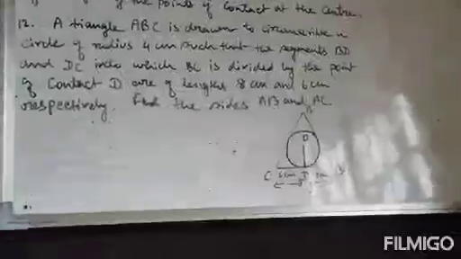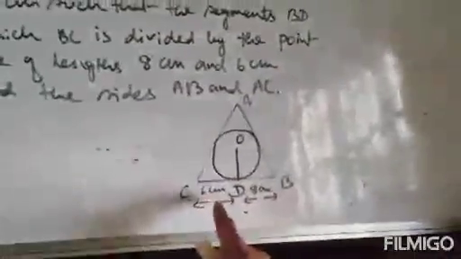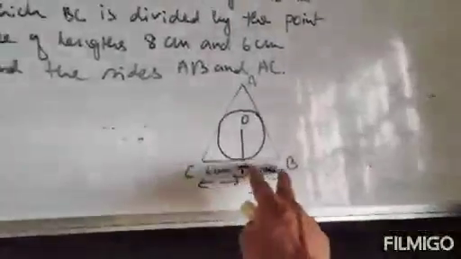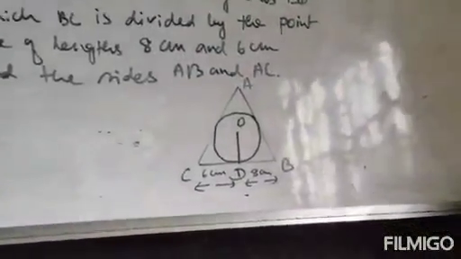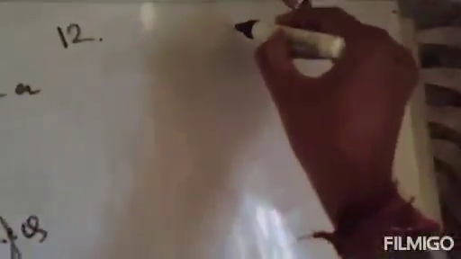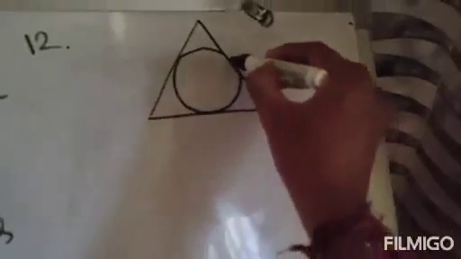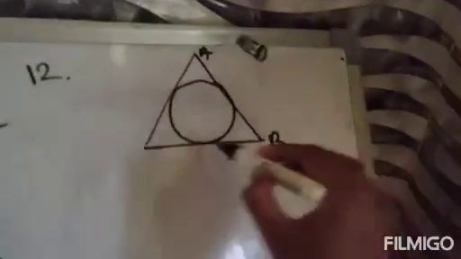That is, OD is the radius, given as 4 cm, such that the segments BD and DC, into which BC is divided by the point of contact D, are 8 cm and 6 cm respectively. Find the sides AB and AC. That means we have to find out the sides AB and AC. Okay, so let's draw this diagram. That is a triangle and a circle. This is A, this is B, and this is C. The diagram is given like this.